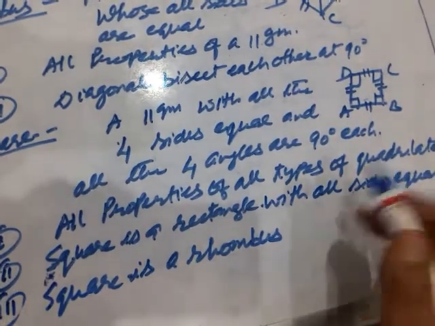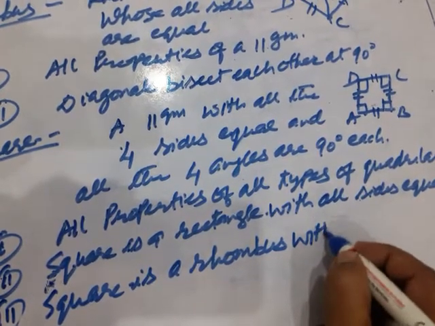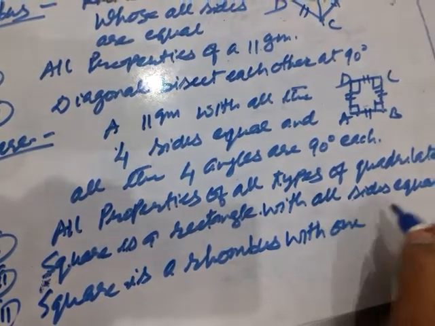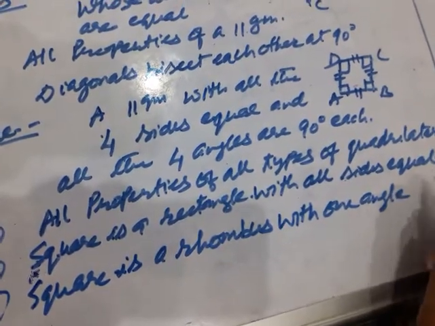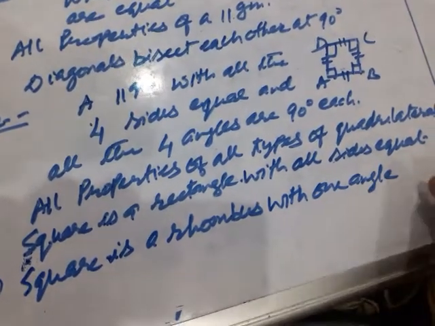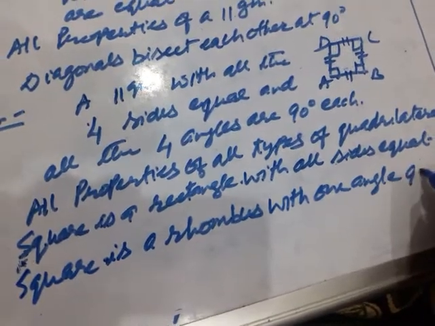Square is a rhombus with at least one angle, that is one angle that we can understand. Square is a rhombus with one angle 90 degree.